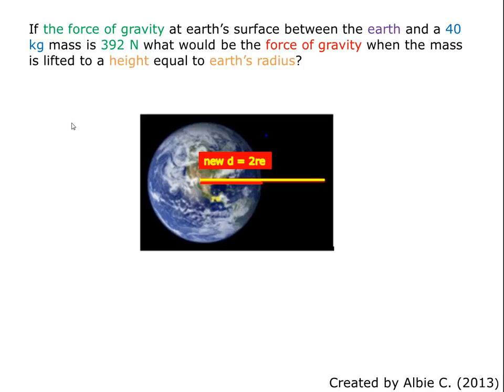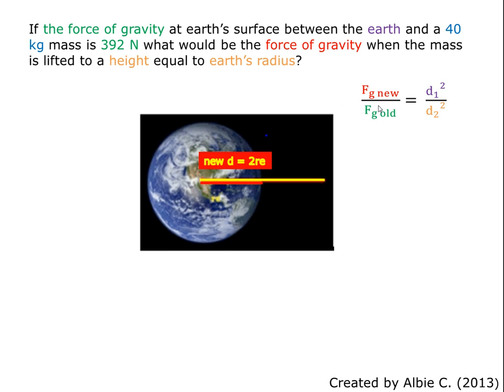So our first question involving universal gravitation asks us if the force of gravity at Earth's surface between the Earth and a 40 kilogram mass is 392 newtons, what would be the force of gravity when the mass is lifted to a height equal to the Earth's radius? So the first thing we want to do is determine how to solve this problem.